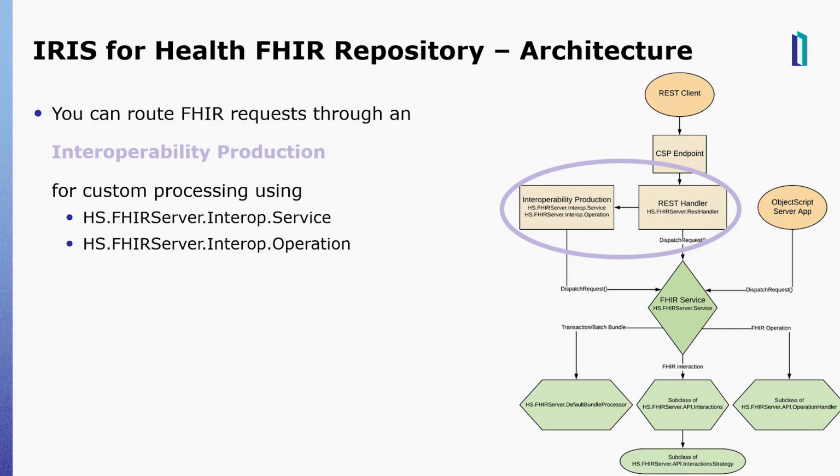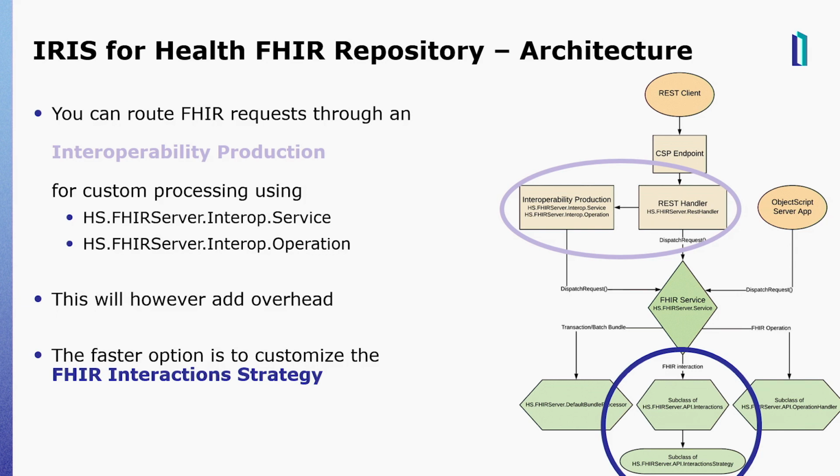If you look at the options for customization, there's actually two different ways. One would be to use the interoperability production level, where you create an interop server and an interop operation and build your process between it that deals with each request and handles it. I'm not going to use that method. I think the production will add a little bit more overhead, so we're going to directly customize the so-called FHIR interaction strategy classes.